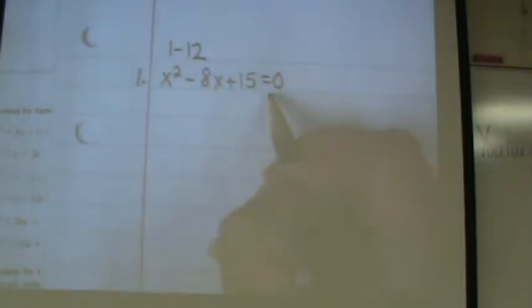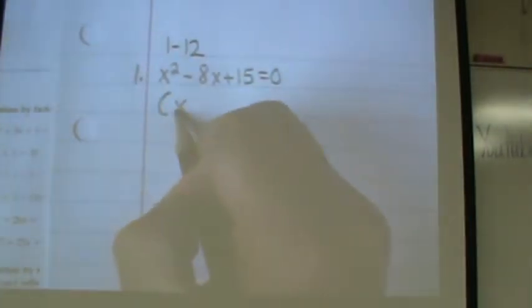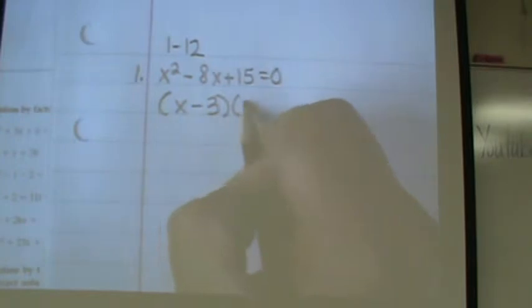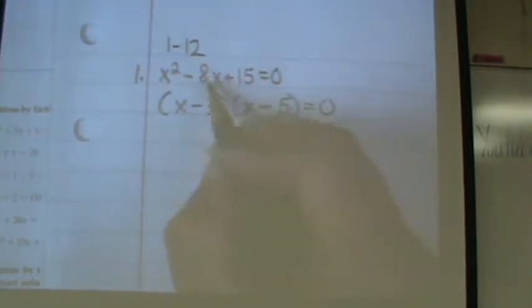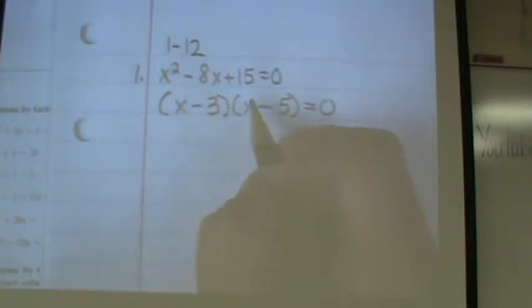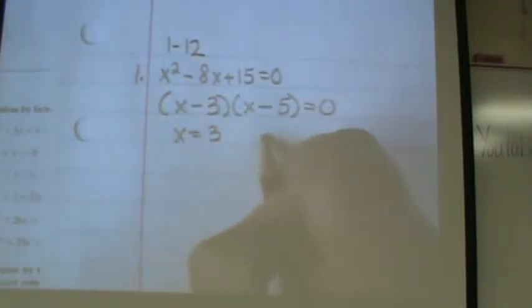For this one, it's set equal to 0. Simply factor this by what times what is positive 15, but adds to be negative 8, and that'd be negative 3 and negative 5. And your two answers are 3 and 5.